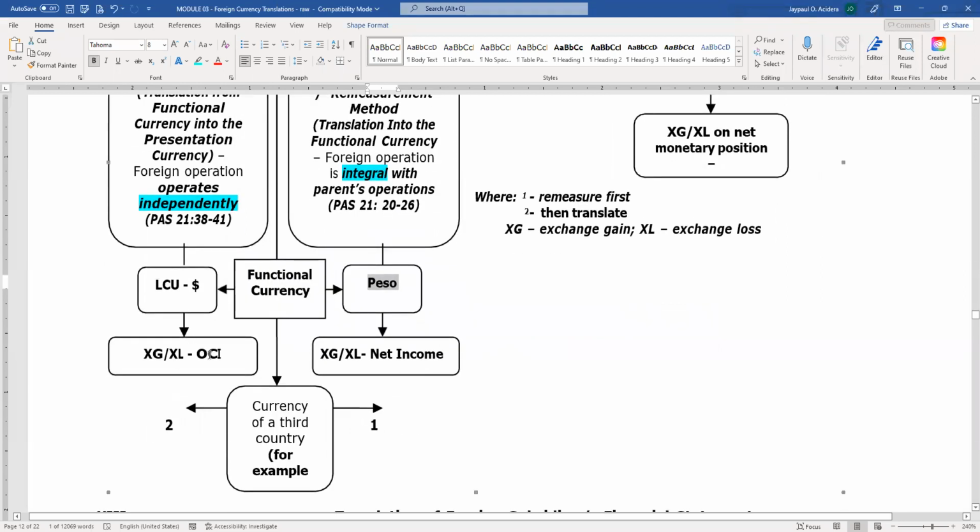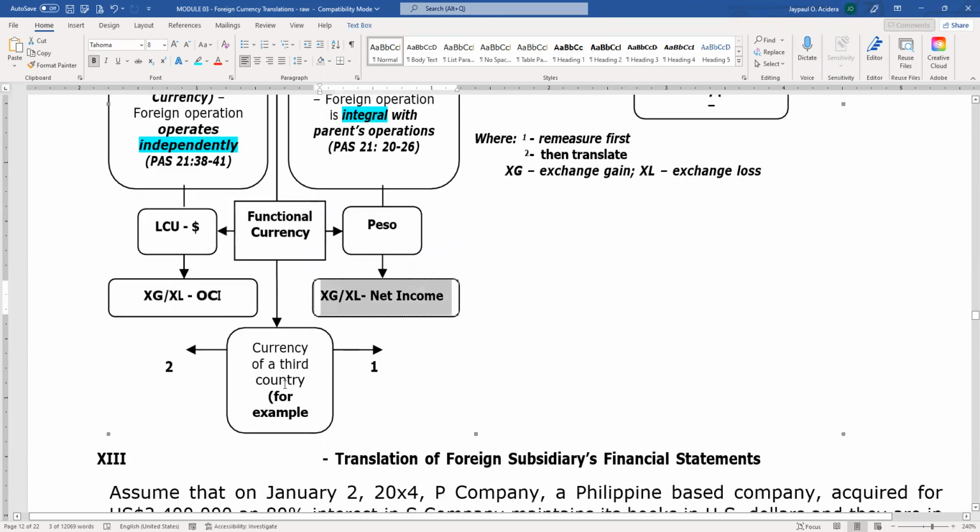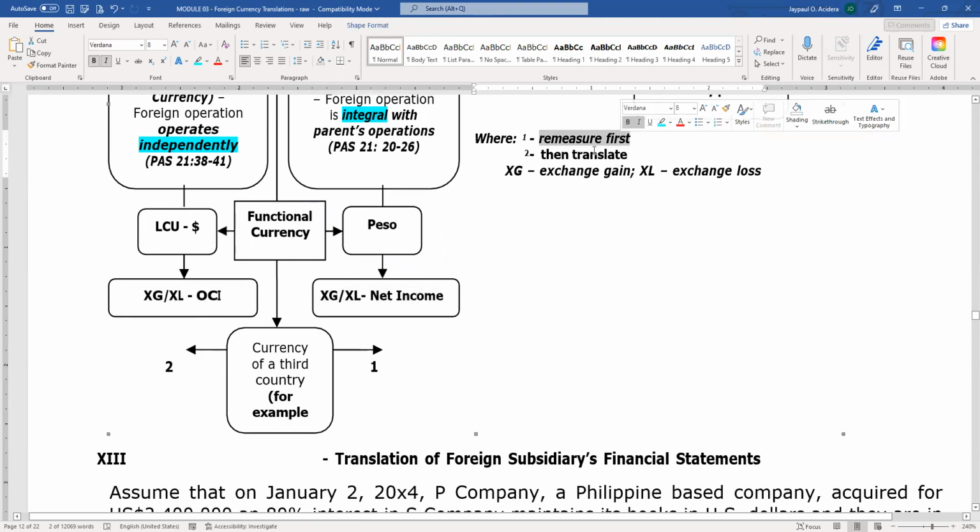In terms of the remeasurement gain or loss, under method 1, we record it under OCI. Under method 2, we record it under our net income. If it is a third country, for example, the currency is in pounds, rupees, or other currencies that is not Philippine peso nor dollars, what we have to do is first to remeasure it and then second to translate it. Okay? So parang it's a combination of the two methods.